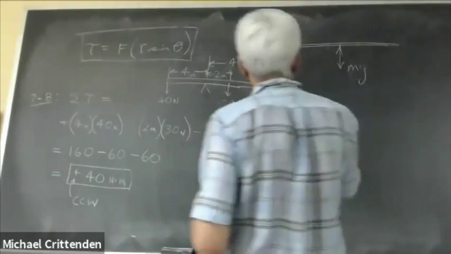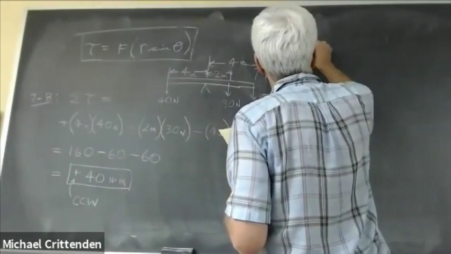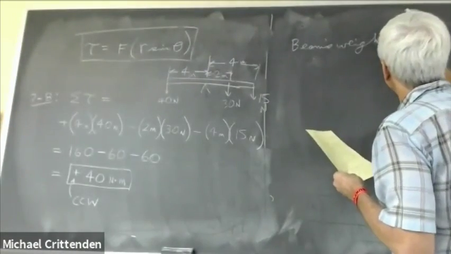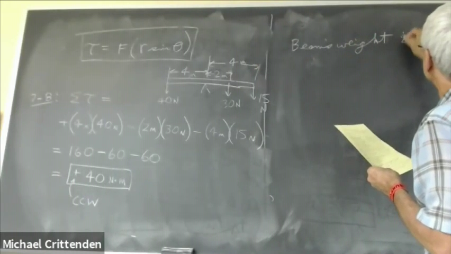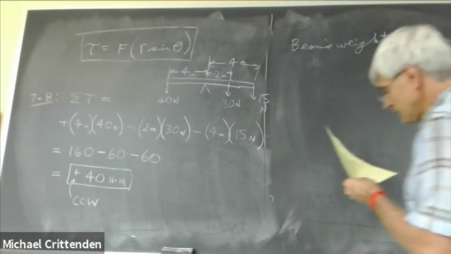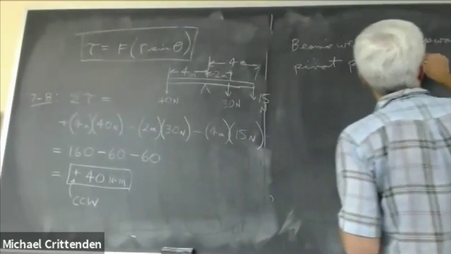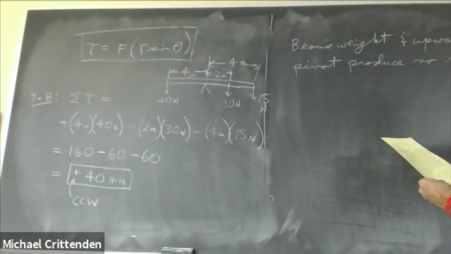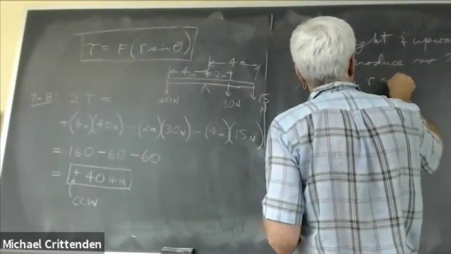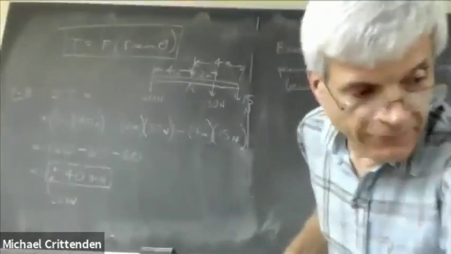So, to summarize some of what I just said, that's supposed to be an H. The beam's weight. I guess it would help if I moved the camera over, wouldn't it?